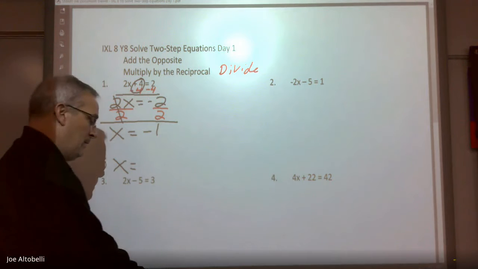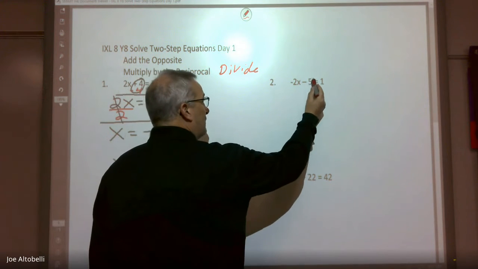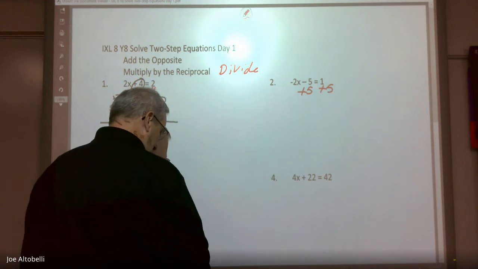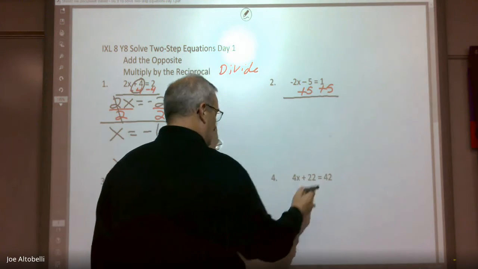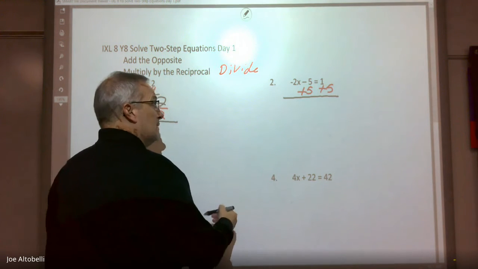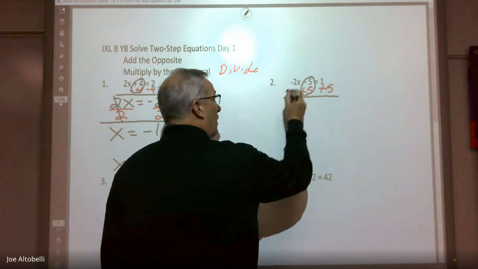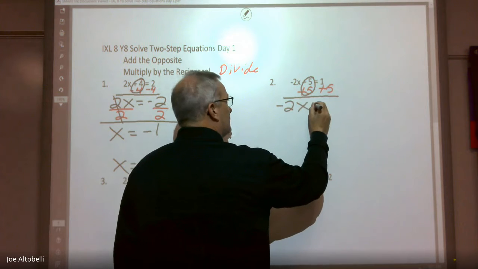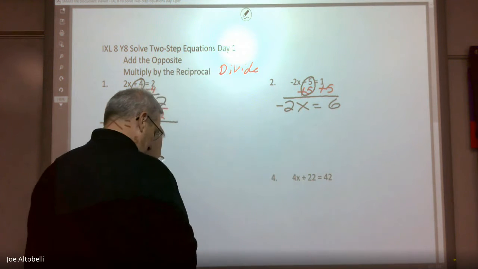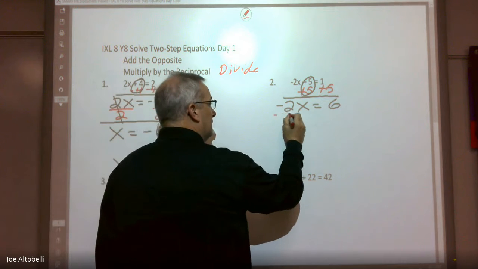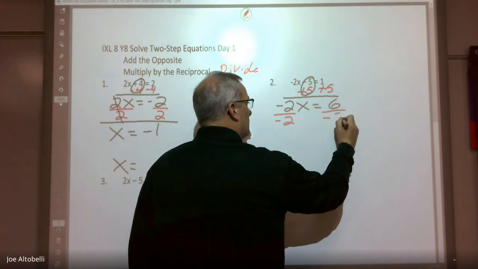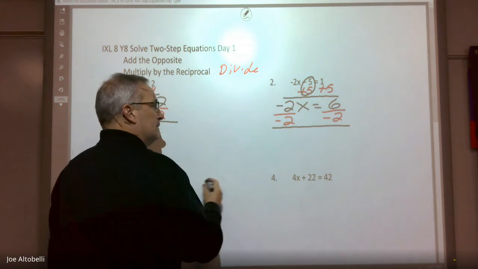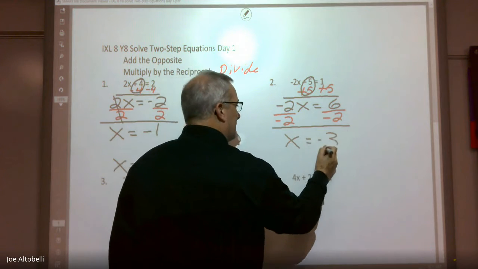Number 2, how do I undo subtract 5? Add 5. So I do it to both sides. Total line. This is 0. So I'm left with the -2x equals 6. And then divide by the -2. Total line. And x equals -3.